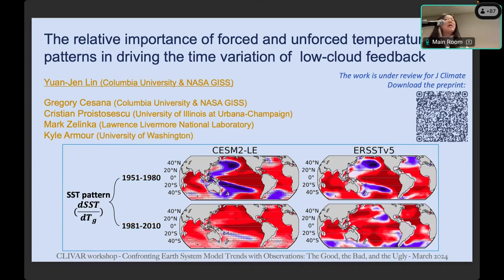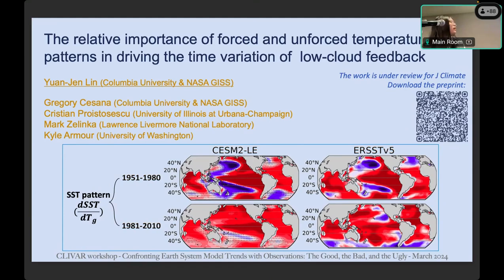And I put out this set of figures because when we think about the radiative feedback, a lot of times people care more about how things scale with global mean temperature. But just as with the trend, you can see a lot of discrepancy between models and observations in these SST regressions, especially in the time period 80s to 2010. So in the following slides, I'm going to separate the relative importance of the forced and unforced temperature patterns, and hopefully we can understand the time evolution of the overall SST pattern.